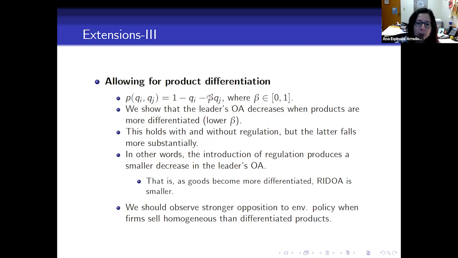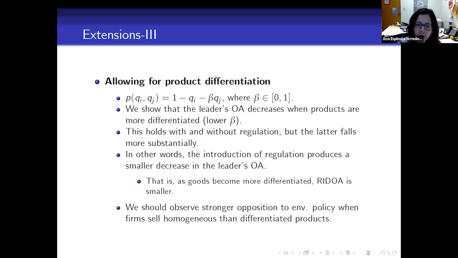So now we have this beta that allows us to examine the effect of product differentiation. What we show is that the leader's output advantage will decrease when products become more differentiated. This is true with and without regulation. However, without regulation, the decrease in the leader's output advantage is more substantial.